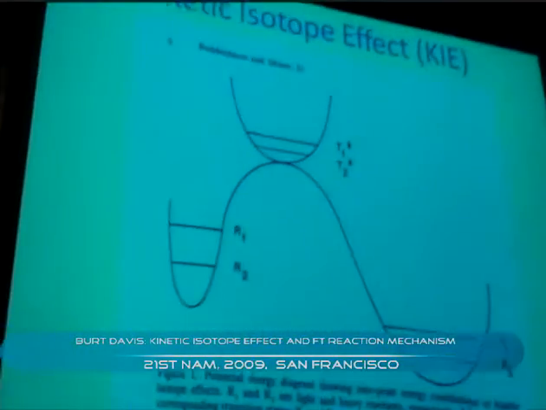Well, I start off by saying good data are a matter of fact, but mechanisms are a matter of opinion. And so there are many opinions on the mechanism for the Fischer-Tropsch reaction. I'm going to talk about the kinetic isotope effect.